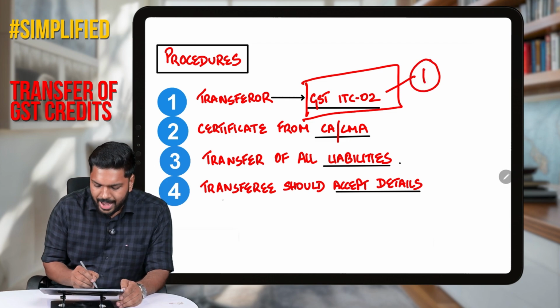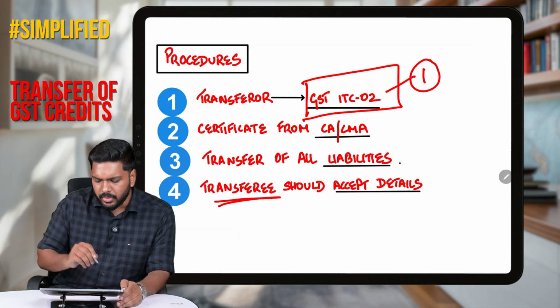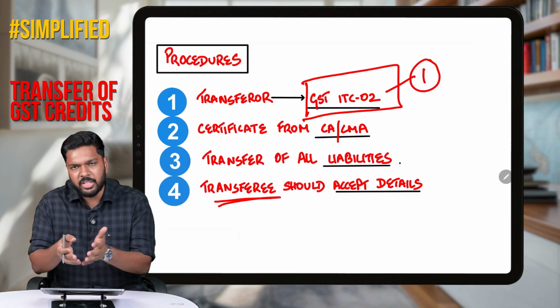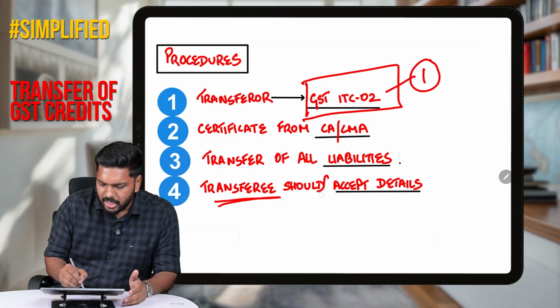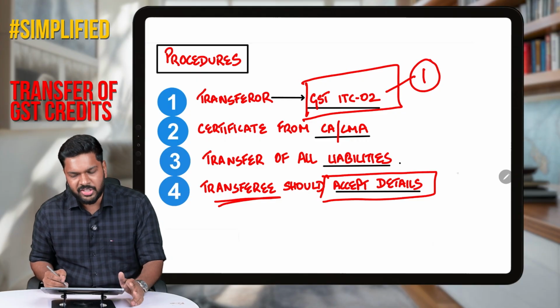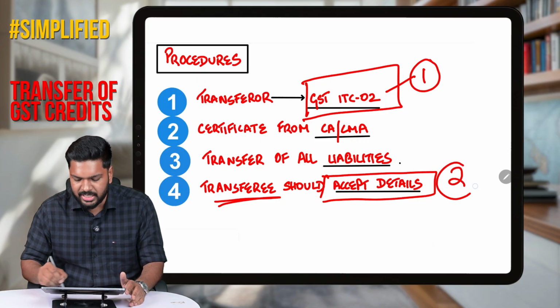Number two, ensure that the transferee, or the receiving business, or the business to which it's being transferred, is formally accepting the details by going on the GST portal. So ensure that the transferee accepts the details.